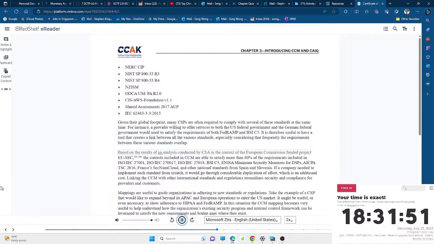Based on the results of an analysis conducted by CSA in the context of the European Commission-funded project EU-SEC, the controls included in CCM are able to satisfy more than 80% of the requirements included in ISO/IEC 27001, ISO/IEC 27017, ISO/IEC 27018, BSI C5, ENISA Minimum Security Measures for DSPs, AICPA TSC 2016, France's SecNumCloud, and other national standards from Spain and Slovenia. If a company needed to implement each standard from scratch, it would go through considerable duplication of effort, which is an additional cost. Linking the CCM with other international standards and regulations streamlines security and compliance for providers and customers.